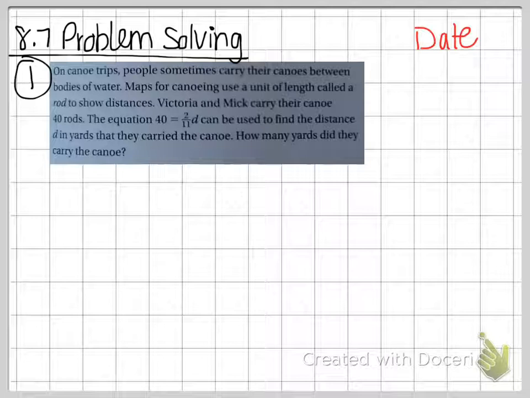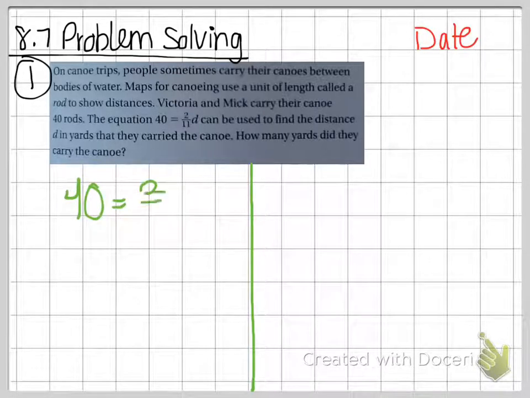All right, so I'm going to show you this problem solving it two different ways. The first way is what we have been using, multiplying by its reciprocal. And the second way is what this lesson is focusing on, which is multiplying it by the denominators. So you have the original equation, 40 equals 2/11 d. To get d by itself, I need to get rid of that 2/11ths. Whatever I do to one side of the equation, I must always do to the other. So if I want to get rid of that 2/11ths, I'm going to multiply by its reciprocal, which is 11/2.